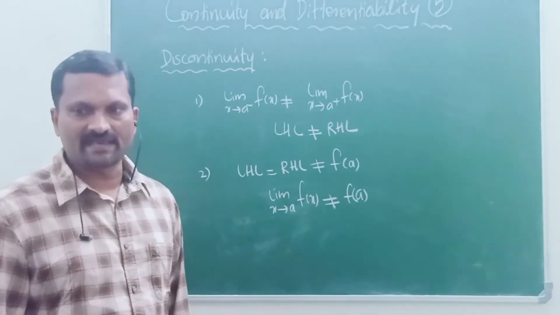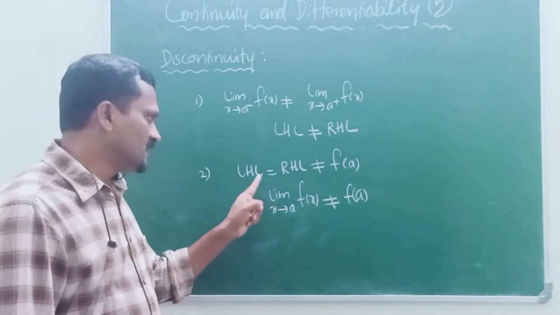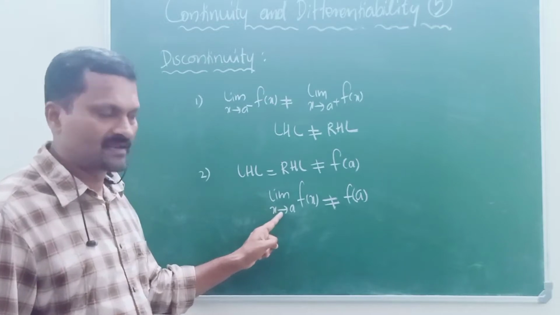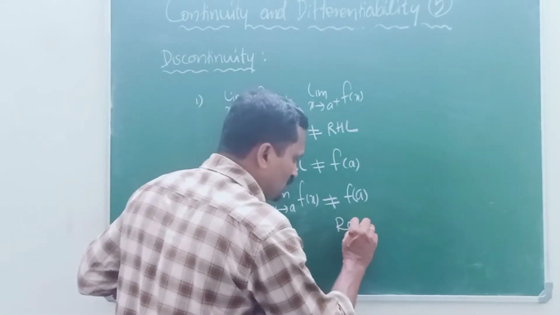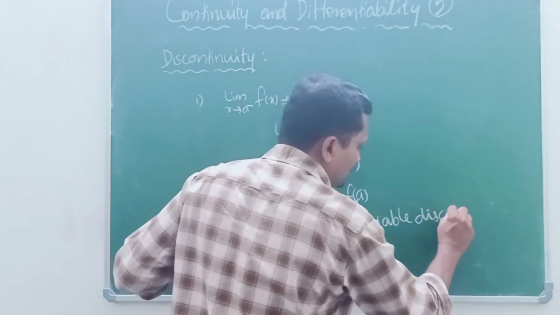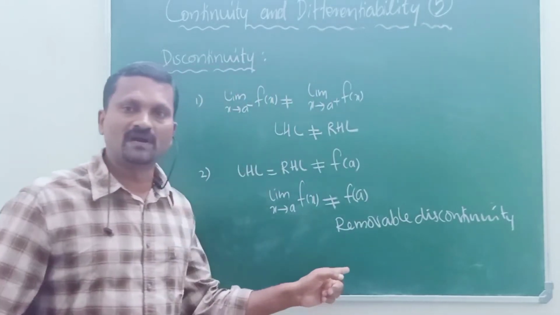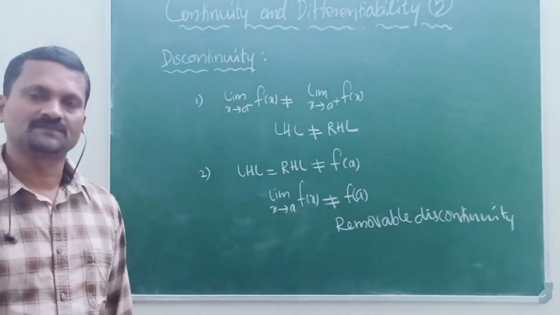This point A is called the point of discontinuity, and the second type of discontinuity is called removable discontinuity. What is it? Removable discontinuity.